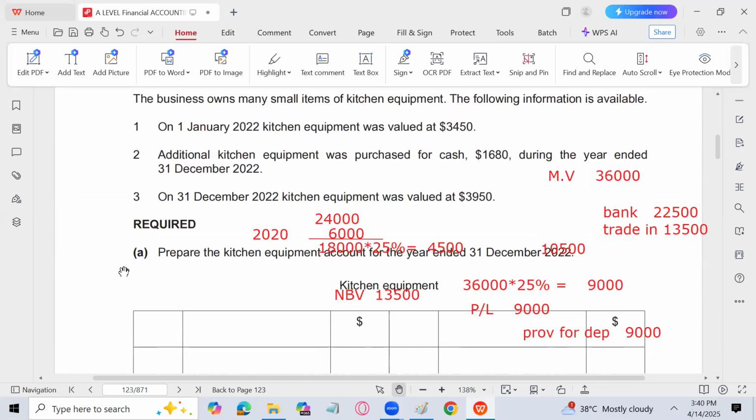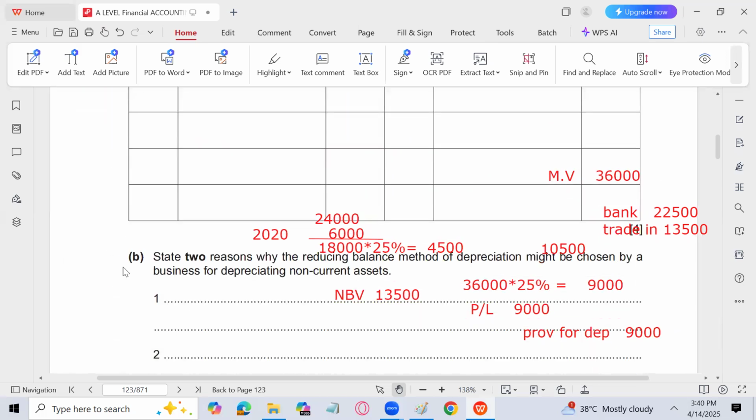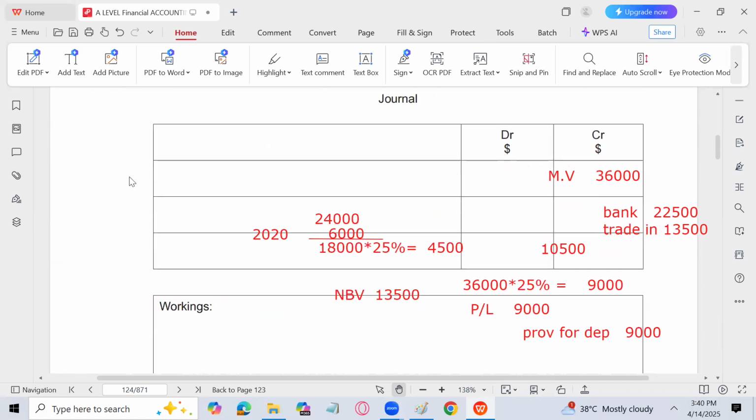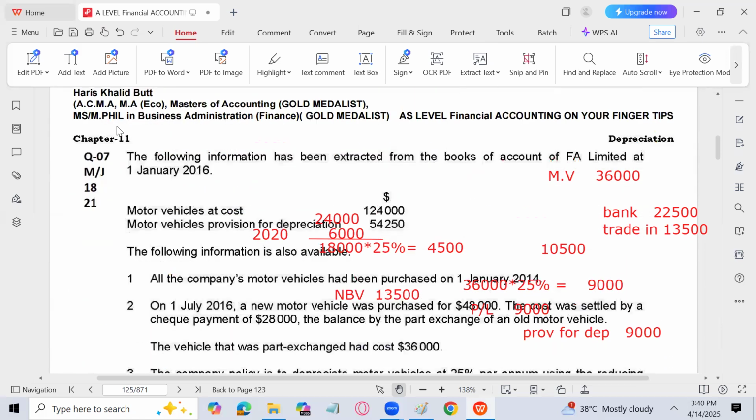Okay. So this is how we are done with this question. And inshallah, in our next class, we will again do depreciation, right? So thank you very much. And we will do more questions of depreciation regarding part exchange, which are even more difficult.